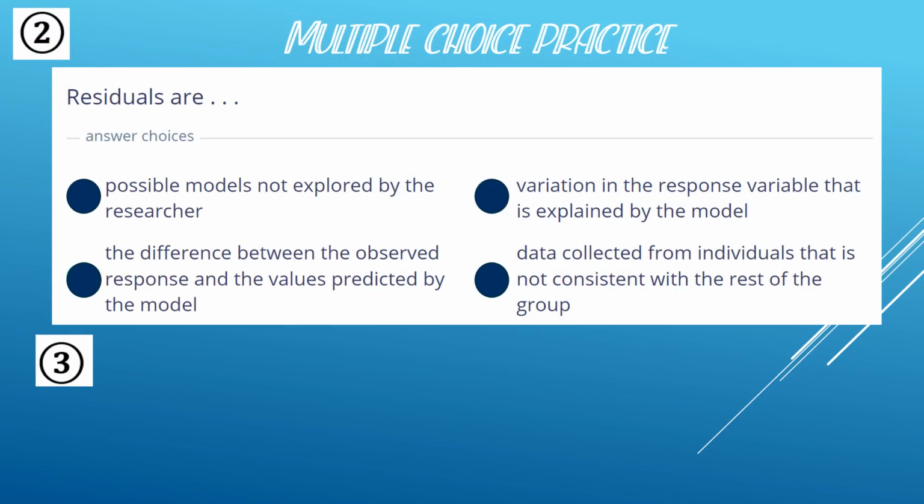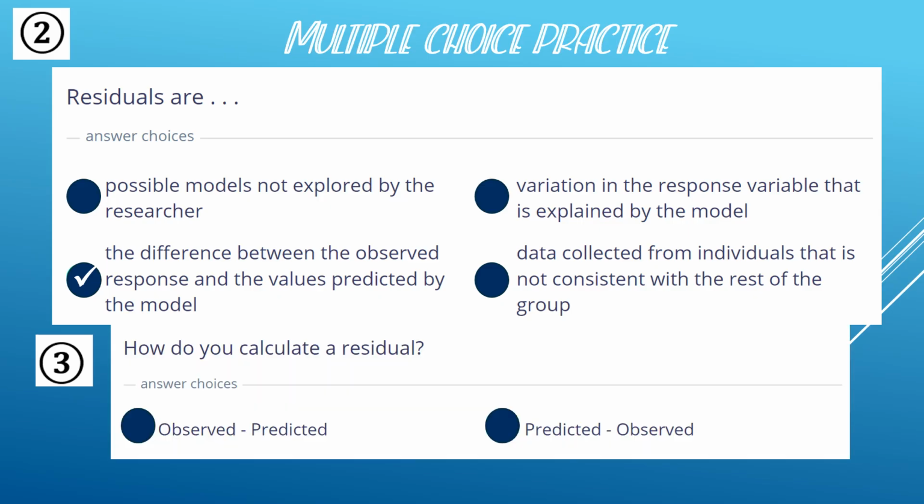Here's another one. What are residuals? We said it earlier in the notes. Option 1, possible models not explored by the researcher. Variation in the response variable that's explained by the model. That's actually R squared. The difference between the observed response and the values predicted by the model. That's our answer. Data collected from individuals that's not consistent with the rest of the group. No.